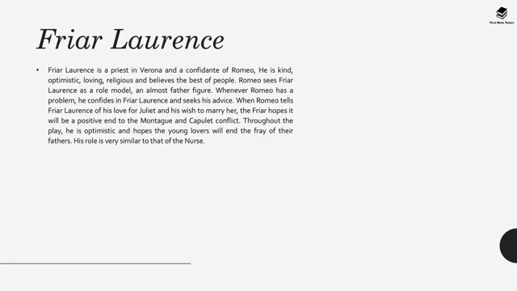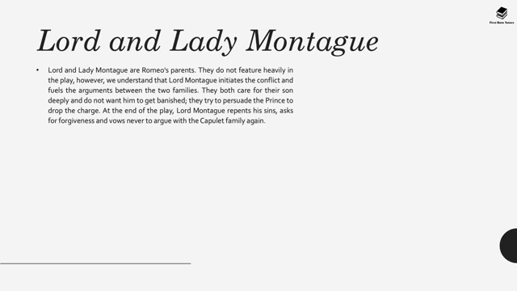The other key character is Friar Laurence, and he's a priest in Verona and a confidant to Romeo. He's kind, optimistic, loving, religious, and believes in the best of people. Romeo sees Friar Laurence as a role model, almost like a father figure, and whenever Romeo has a problem, he confides in Friar Laurence and seeks his advice. Indeed, it's interesting that Friar Laurence knew both about Rosaline and Juliet. When Romeo tells him of his love for Juliet and his wish to marry her, the friar hopes it will be a positive end to the Montague and Capulet conflict, and throughout the play, he's optimistic and hopes the young lovers will end the fray of their fathers. His role is very similar to that of the nurse.